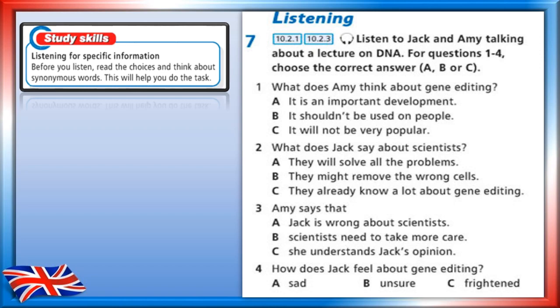Study skills. Listening for specific information. Before you listen, read the choices and think about synonymous words. This will help you to do the task. Exercise 7. Listen to Jack and Amy talking about a lecture on DNA. For questions 1-4, choose the correct answer A, B, C.